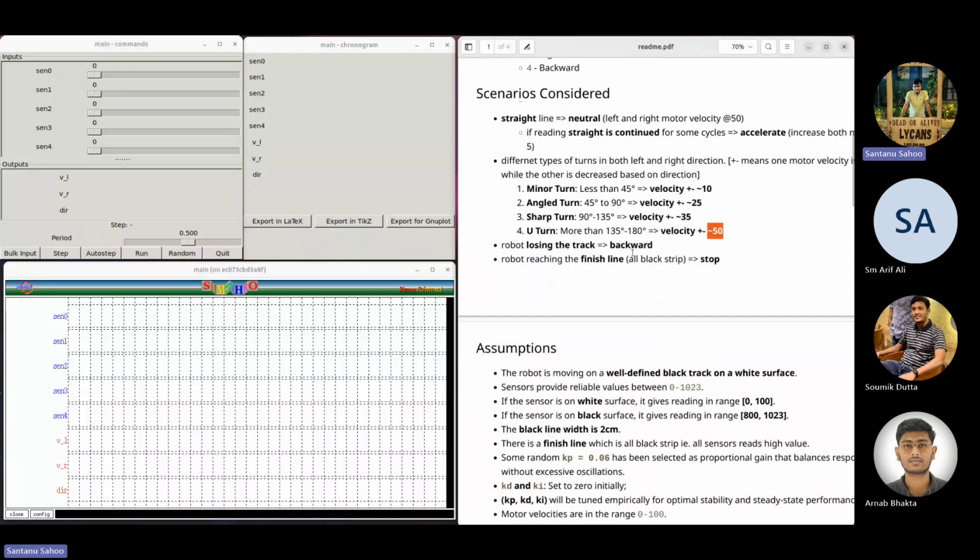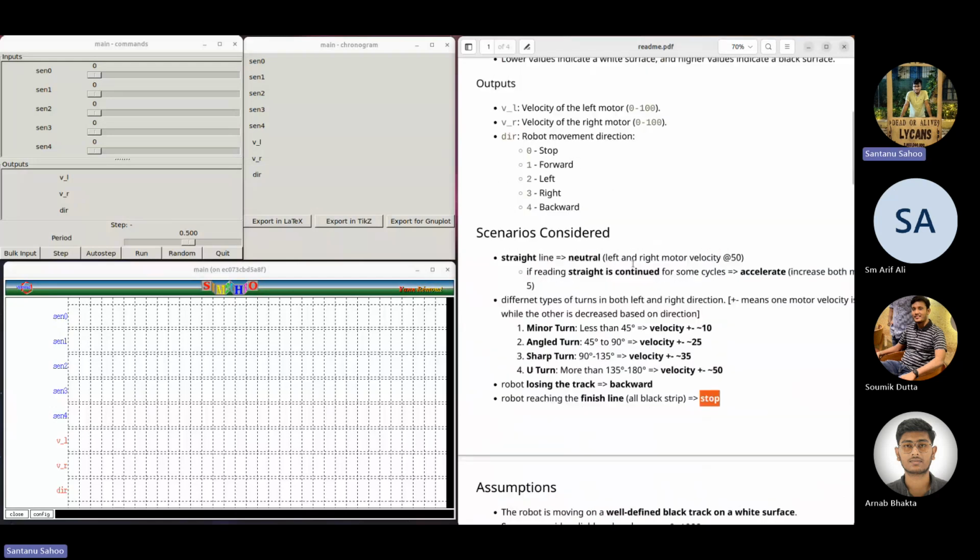Also, there can be a case where the car has lost the track, that is, it has gone out of the track, and currently all the sensors are on a white surface. In that case, we will go backward so that we can intersect the track again and get it back. Finally, at the end of the track, the robot will reach a finish line where all the sensors will read a black value. There will be a black strip, all the sensors will read a high value, and in that case we will stop. So our robot path is complete.